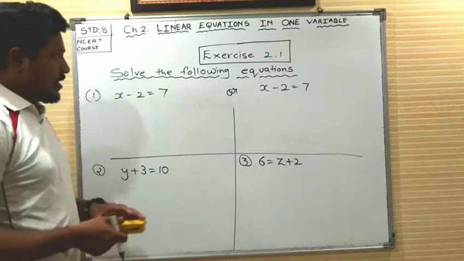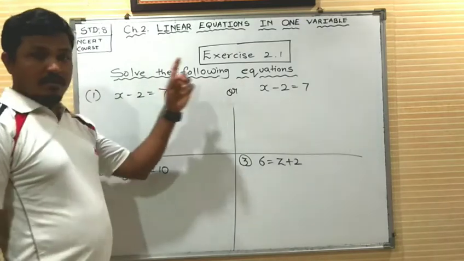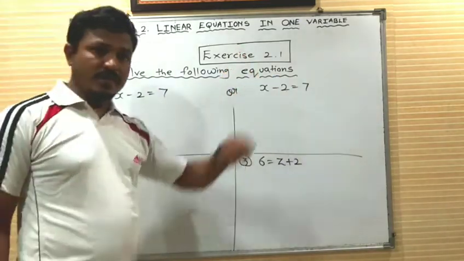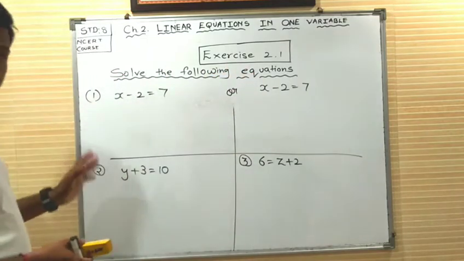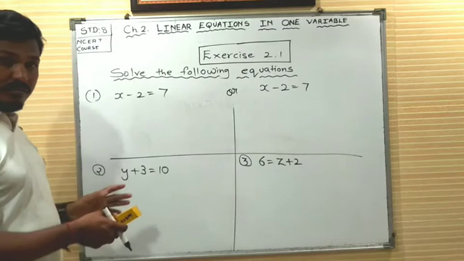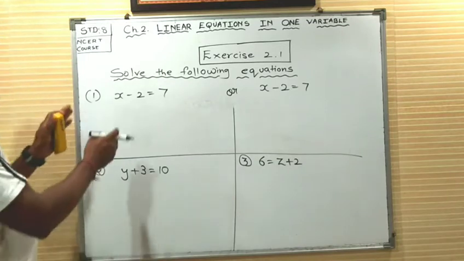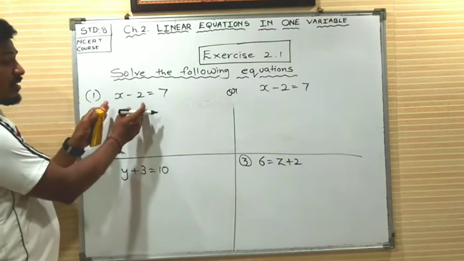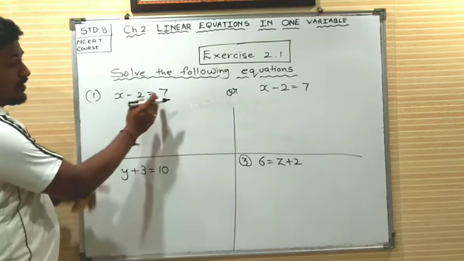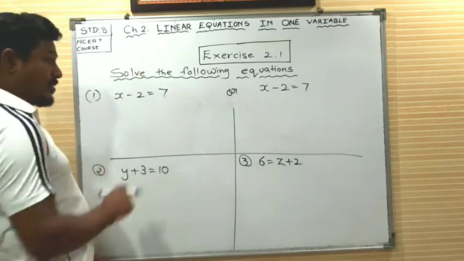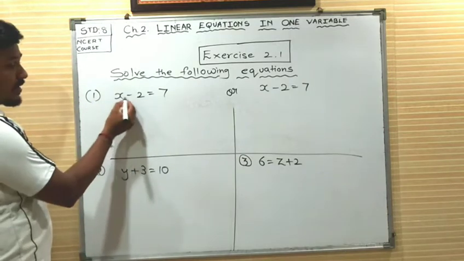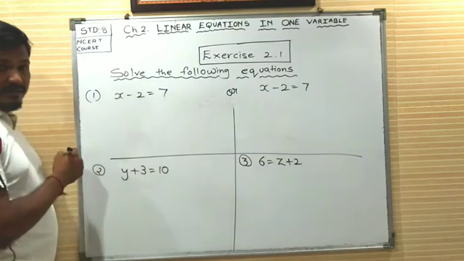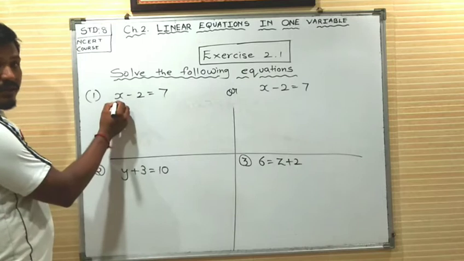Now let us start our first exercise, that is exercise 2.1. Solve the following equations. The sums which we are going to do now are ones in which algebraic expressions are on one side and numbers on the other. Now the first sum is: 2 subtracted from a number gives 7. Let us find the value of x.